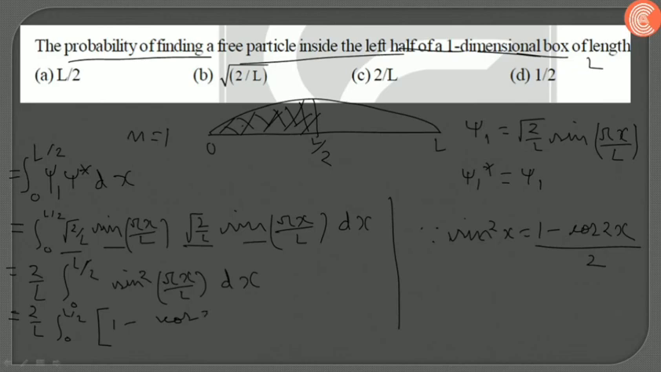So we have to write 2 pi x by L, because in the formula they have used for x, they have used 2x. So here is pi x by L, so we have to write 2 pi x, and we have to divide it by 2 also. And we have to solve this integral for finding the probability. So let's do it on the next page.